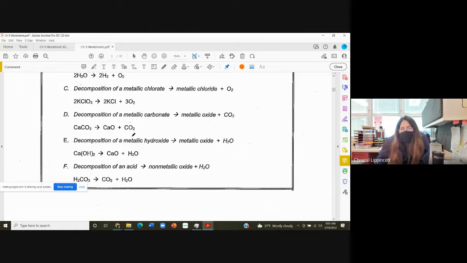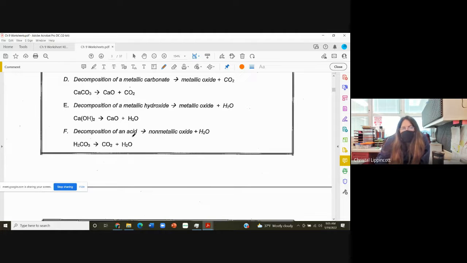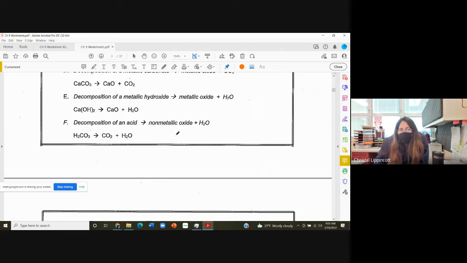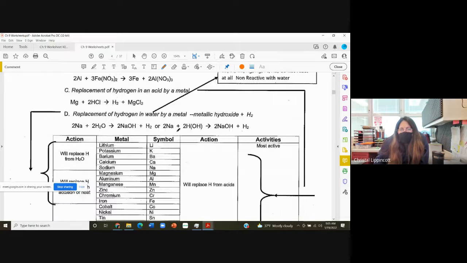And then metallic hydroxide. So you've got your metal and your hydroxide here. That's going to give you a metal oxide. So whatever your metal is, plus oxygen. And then it's also going to give you water. And then this is decomposition of an acid. Okay, so let's go down and do some of these.